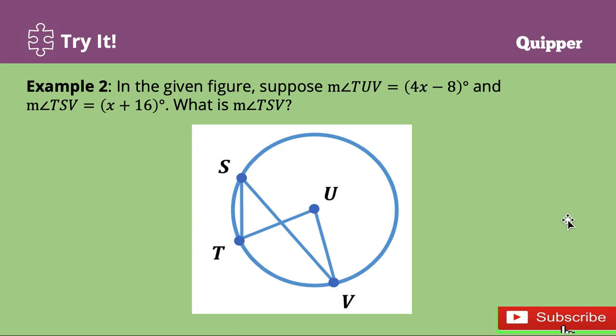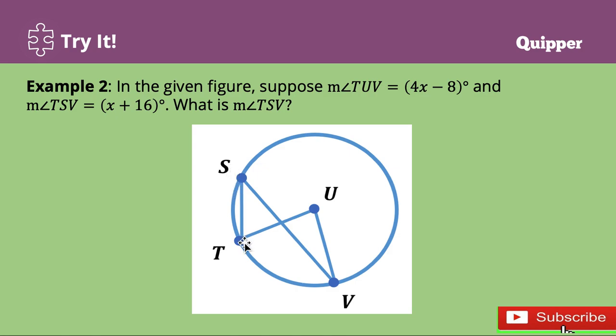Example number 2. In the given figure, suppose the measure angle TUV is equal to 4x minus 8 degrees and the measure angle TSV measures x plus 16 degrees. What is the measure angle TSV? Take note that TUV is the central angle because the vertex is at the center. And TSV is an inscribed angle because the vertex is on the circle.